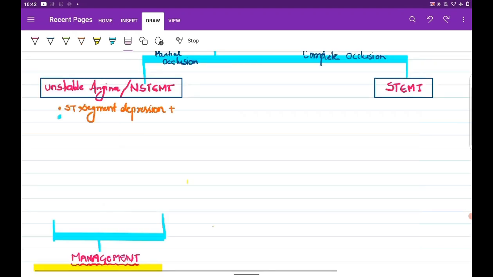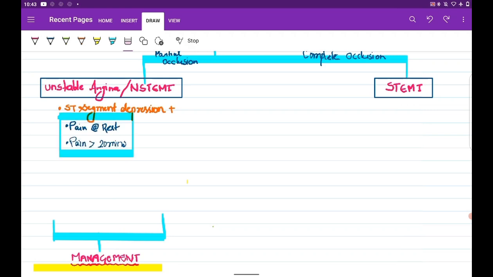Now what happens in unstable angina? There is ST segment depression. In NSTEMI, which is non-ST elevated myocardial infarction, the ST segment also gets depressed, so ST segment depression will be present in the ECG in both unstable angina and NSTEMI. Also, in NSTEMI there is no transmural infarction; some part of the wall gets infarcted, but transmural infarction is not present, and that's the reason for ST segment depression. We will learn this when we go into the details of ECG. Just remember that in STEMI there is transmural infarction of the myocardium, but in NSTEMI only part of the myocardium gets infarcted, and the ECG will show ST segment depression in both unstable angina and NSTEMI.